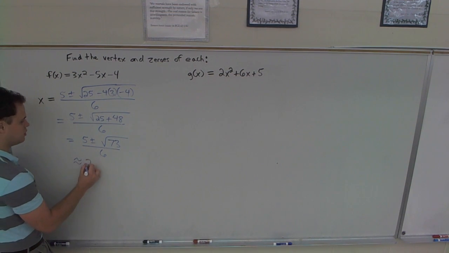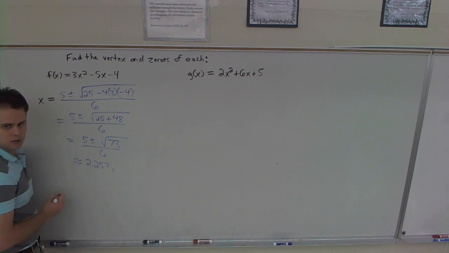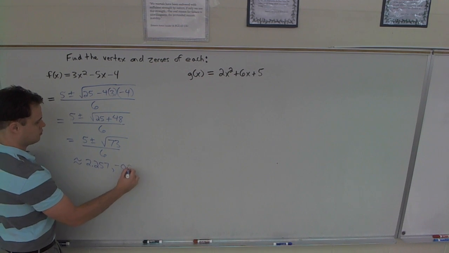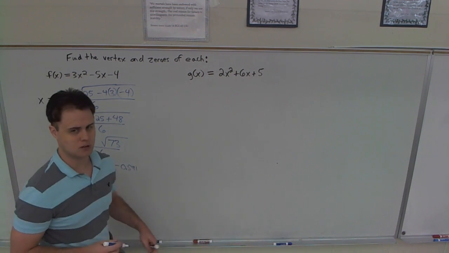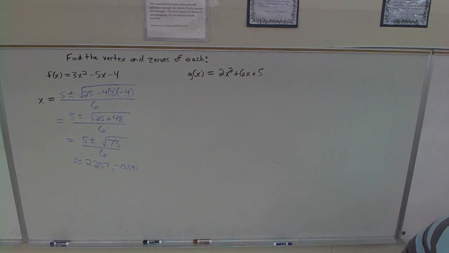Okay, I need confirmation. So let's see, 2.257. And then 0.591. Confirm that Mary's correct. I'm going to do that on my calculator actually, just as we have it. If I do that on mine, let's see, if I go like this, right? 5 plus the square root of 73 divided by 6. Well, I got a different answer than Mary.